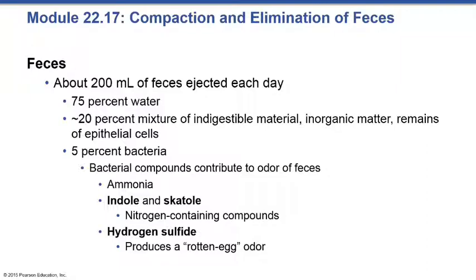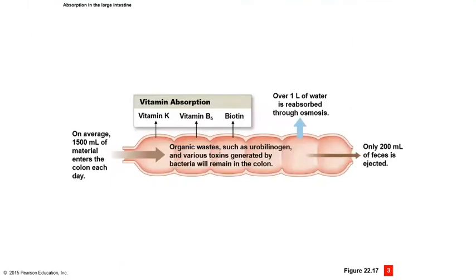Of the 200 mils in the feces, it's still largely water, and then the rest of the feces are the indigestible materials, the epithelial cells that are traveling along, and about 5% of the feces are bacteria. This is what gives you the odor. There's some ammonia in there. There's some nitrogen-containing compounds. There is some hydrogen sulfide giving you that rotten egg odor. So again, what we see is each section is a haustrum.